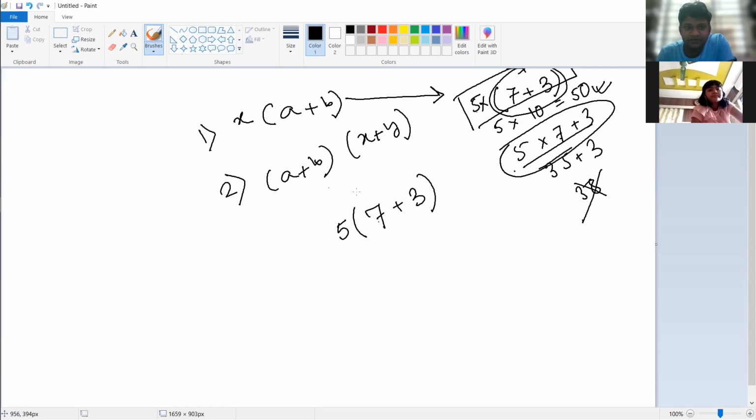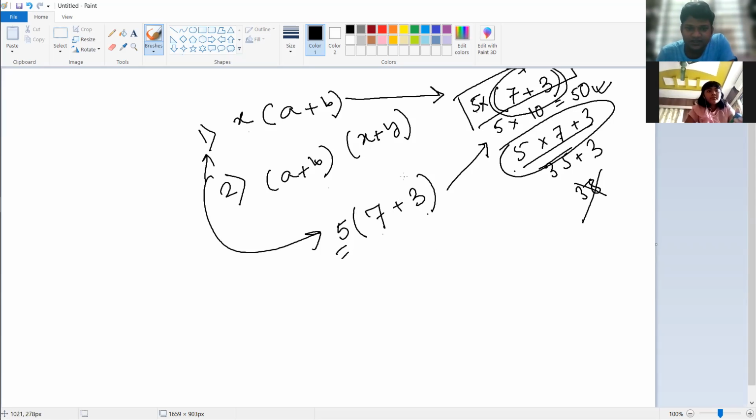So this x into a plus b, that means this x will affect this total term a plus b, and in the same way this 5 will affect 7 + 3 both. Okay, so the easiest way is doing this one. First the addition of 7 + 3 will happen, then the multiplication of 5 × 10 will be 50. That is the simplest one.